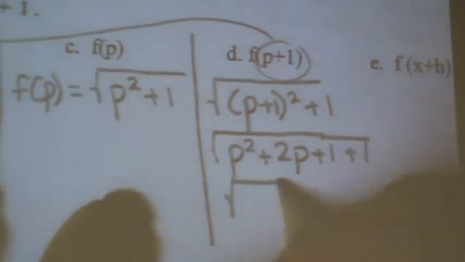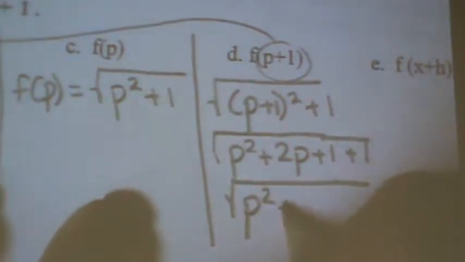Now can you simplify this for me? Can you square p plus 1 and then add 1 to that? P squared plus 2p plus 1, plus another 1. So it is p squared plus 2p plus 2. Yep.